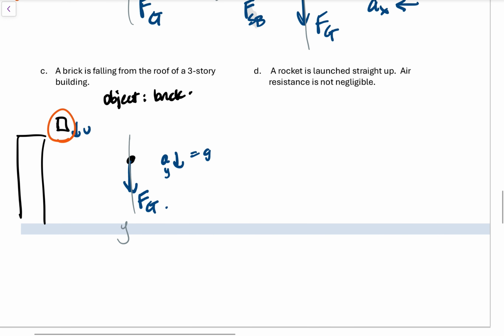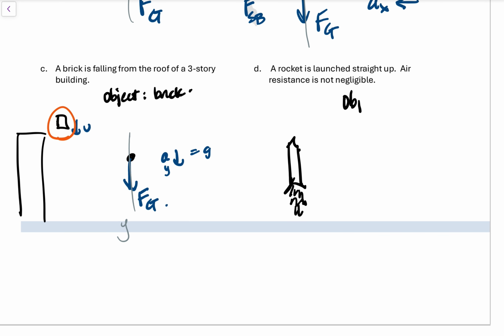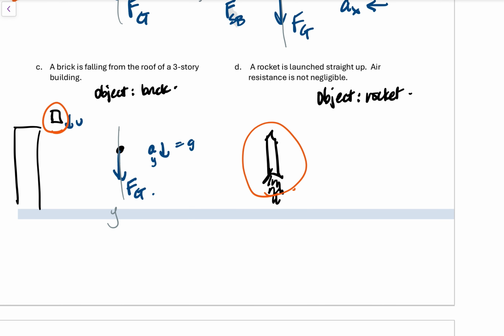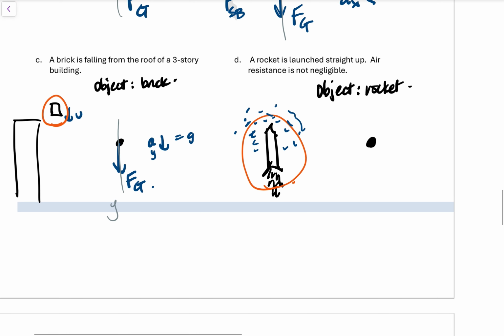All right, last one here. We have a rocket that is launching straight up. So here's my little rocket. It's got some gas particles coming out the bottom. All right, so our object is going to be the rocket, and we'll put a little circle around our rocket. And it says air resistance is not negligible. So because of that, I'm going to put in some particles here, right? These will be all my little air particles. So we'll make our little dot. There's my particle. We have our gravitational force present.